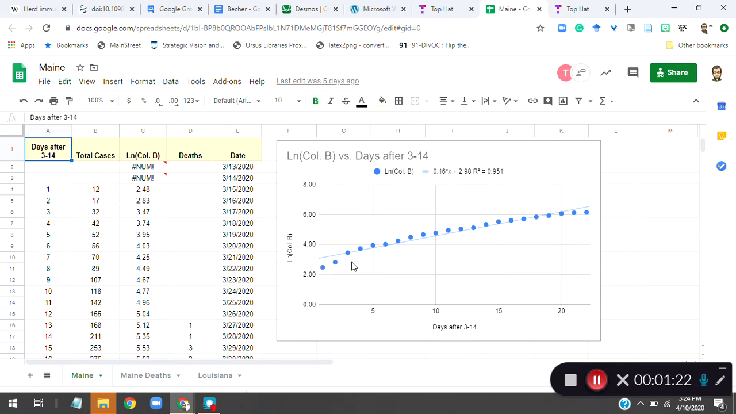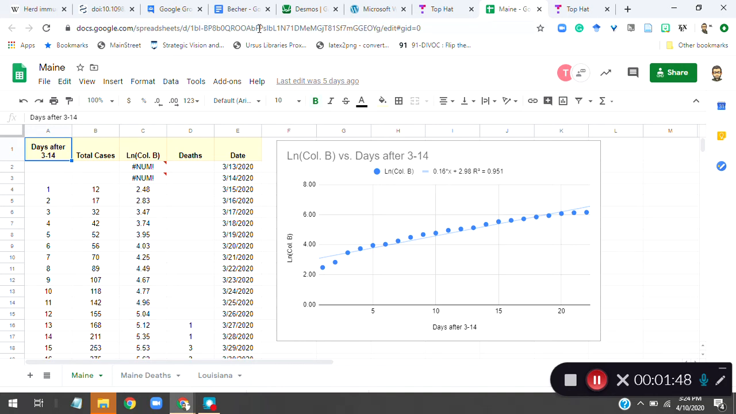Primarily, the shortcoming is that these dots look more like they're forming a bit of a curve. And what that just means is that initially the exponential growth was greater, then it was pretty consistent for a while, and then it's kind of tapered off. In any case, the way you deal with this problem is you're looking for the slope of this line. So see this 0.16? This is what you want.